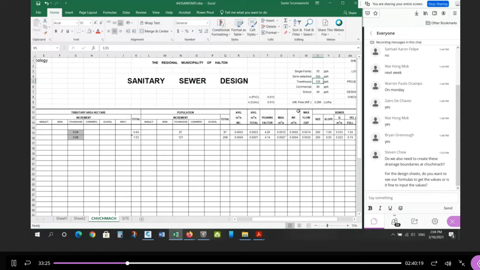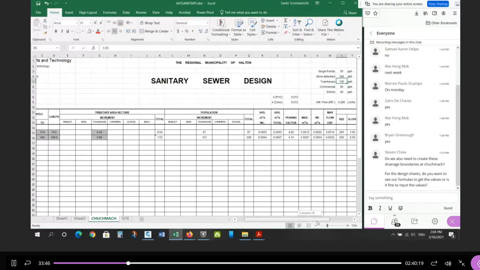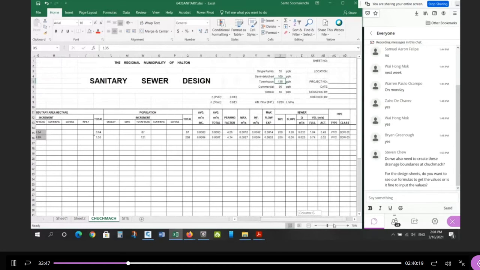For the design sheets, do you want to see our formulas to get the values, or is it fine just to input the values? I want you to calculate everything using formulas in the spreadsheet. So I want your Excel file. That's the submission. Again, for reference, anything that I highlight in gray should be typed in by hand. Everything else should be a formula. So the design ends right here.